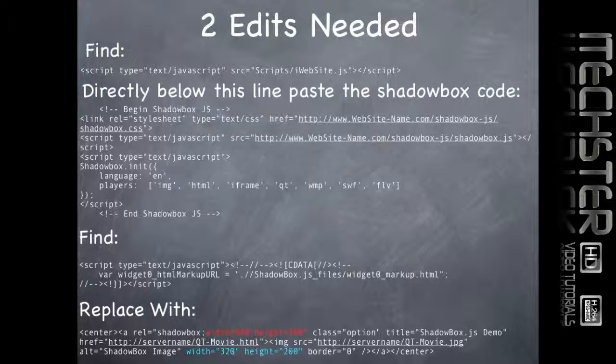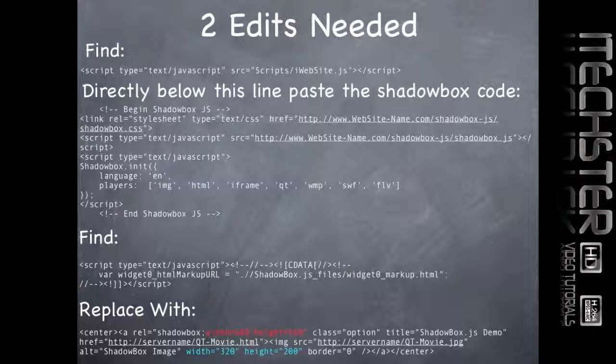The first one is you want to run a search, and you can basically see it at the top of the page. It'll say iWebsite.javascript. When you find that first line, directly below that, you're going to go ahead and paste in your ShadowBox code that you're going to be using. Keep in mind, you need to already know how to use the ShadowBox in order for this to work correctly, because if you have the path name incorrect or it's not within the same folder, it's not going to work. So if you need more information on how to use ShadowBox, make sure you visit the developer's website.